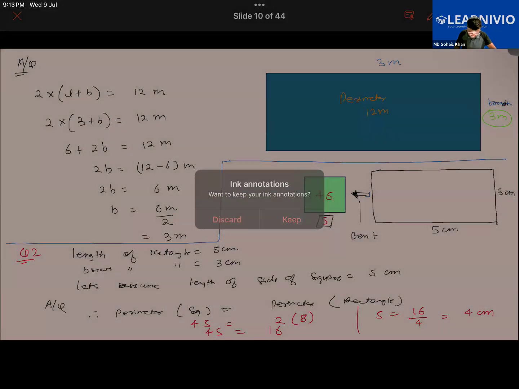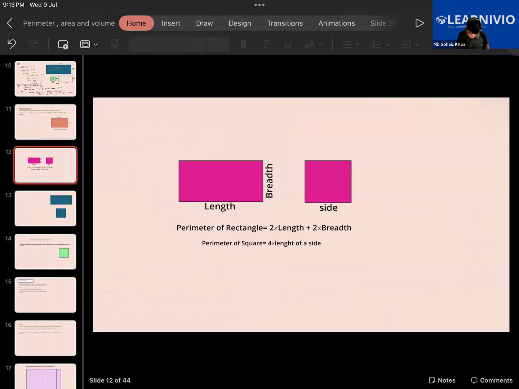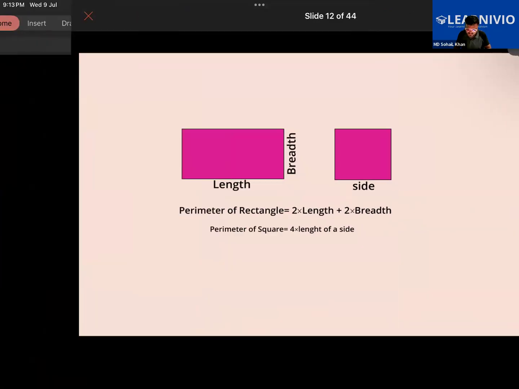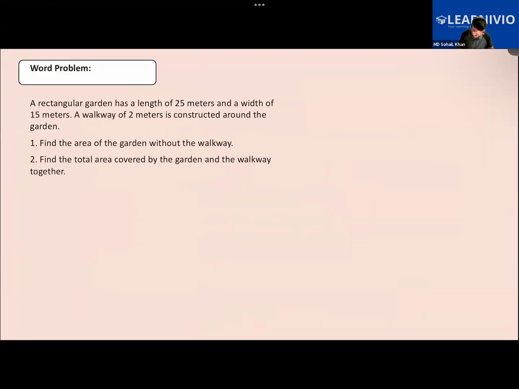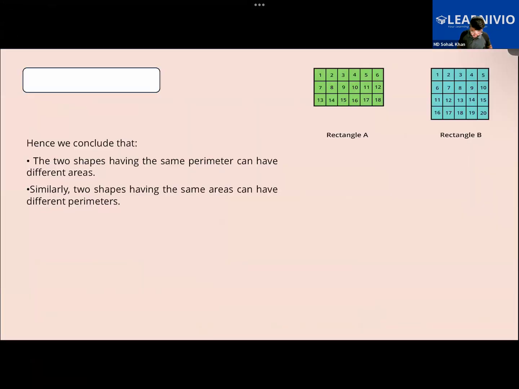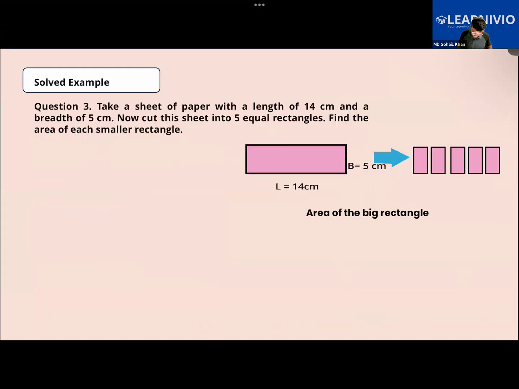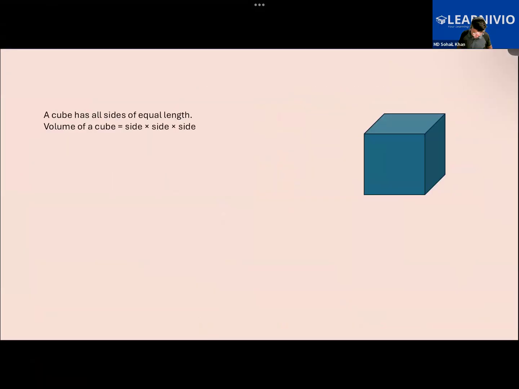Okay, now look at the third question. The third question states: find the third side of a triangle having a perimeter of 55 centimeter and having two sides of length 20 centimeter and 14 centimeter respectively. Good question we're having.